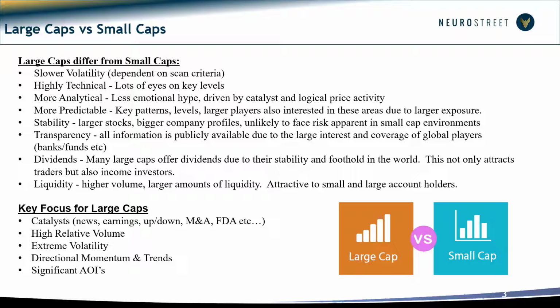A lot of technical traders look at larger cap stocks. It's heavily weighted on technicals, not just fundamentals, because there's a lot of traders looking at these stocks. More analytical, there's less emotional hype driven by the catalyst, so it's going to take some serious news to move a large cap stock, right? It has to do with big earnings reports, any type of major catalyst that's going to move that stock. More predictable. So when a pattern plays out, levels, larger players are interested in these due to the exposure.